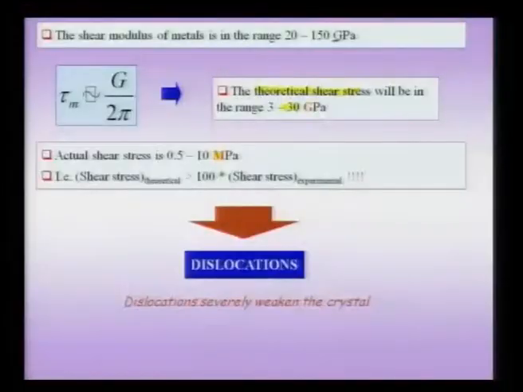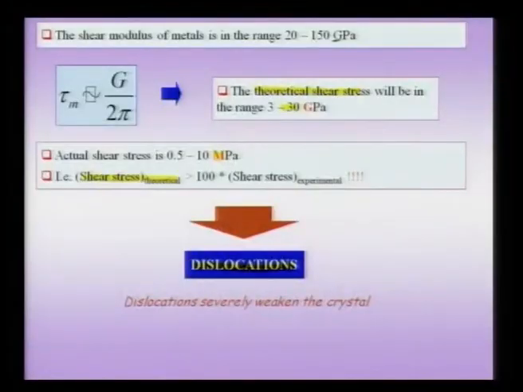So, this mystery was finally solved in the 1930s, as we shall see, by Taylor, Orowan and Polanyi, who of course solved it independently. The reason behind this severe weakening of crystals is the presence of defects, which we call dislocations. So, the first and most important role of dislocations in materials is the severe weakening of the crystal. And this is not a mere factor of 2 weakening, it is a weakening by a few orders of magnitude.